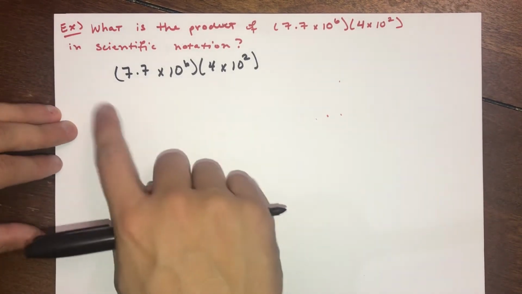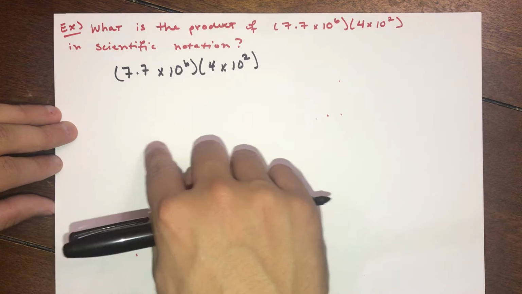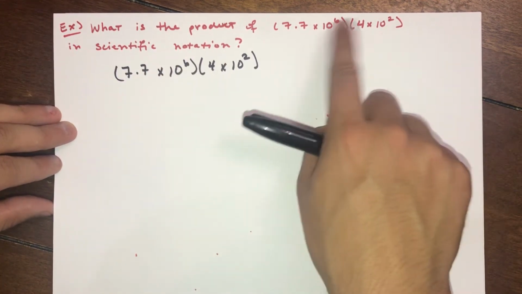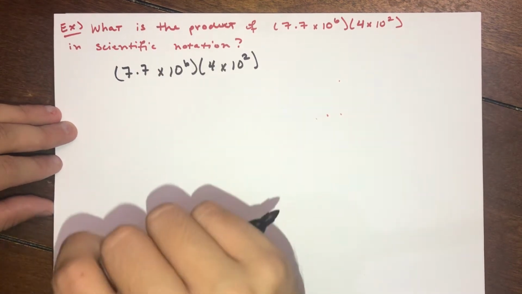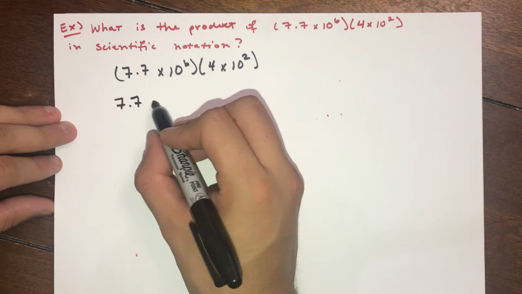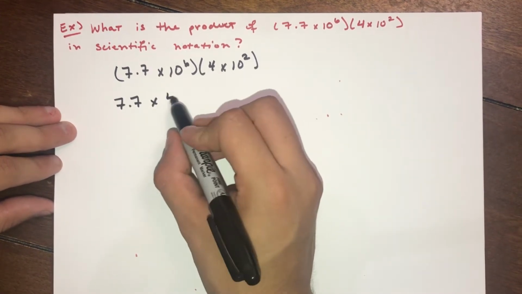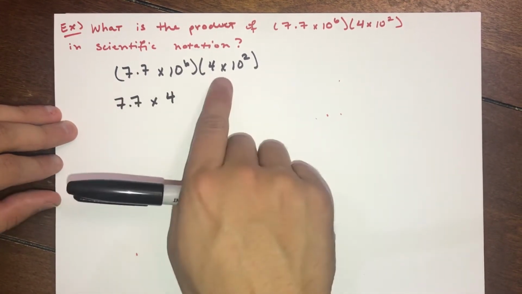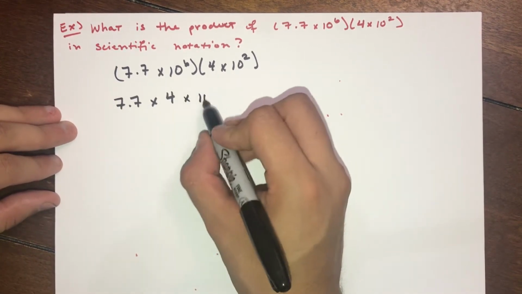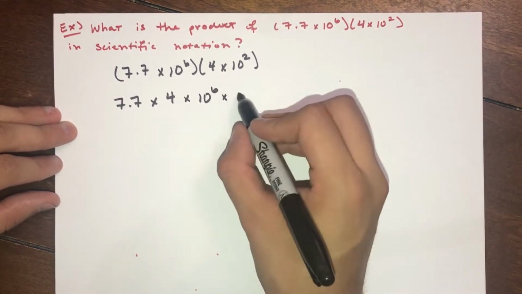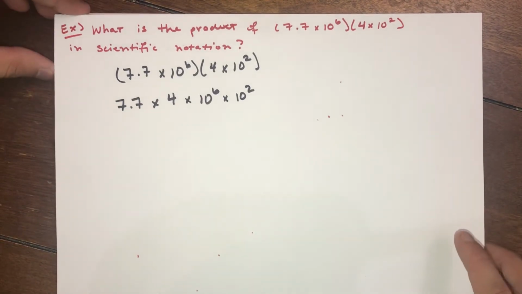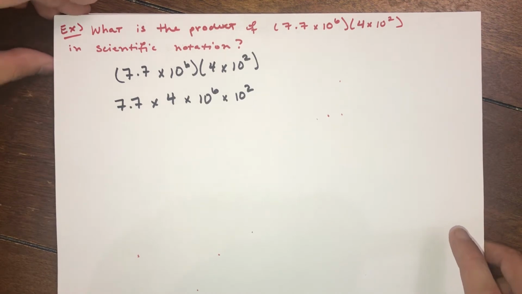Okay, but let's go ahead and rearrange this, because we know we need scientific notation. We're given this product, this multiplication that we have to do. So we'll get 7.7 times 4, right? Let's put the numbers that are like each other next to each other, times 10 to the 6 times 10 squared. We can move these numbers around because multiplication is commutative. 3 times 2 is 6, 2 times 3 is 6.